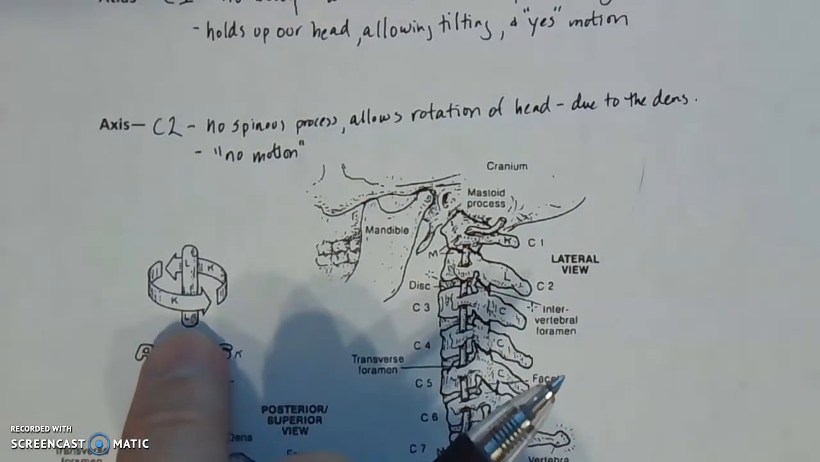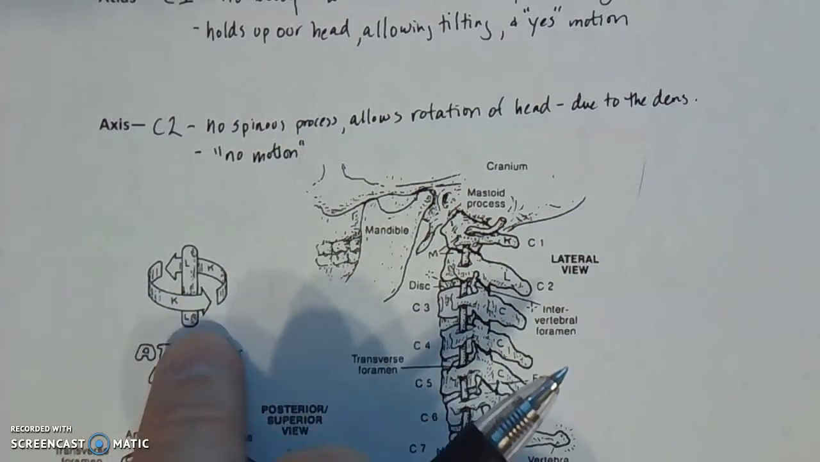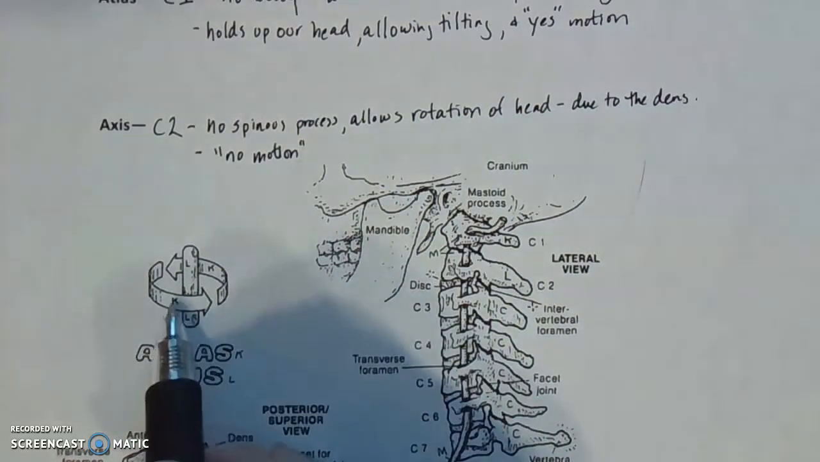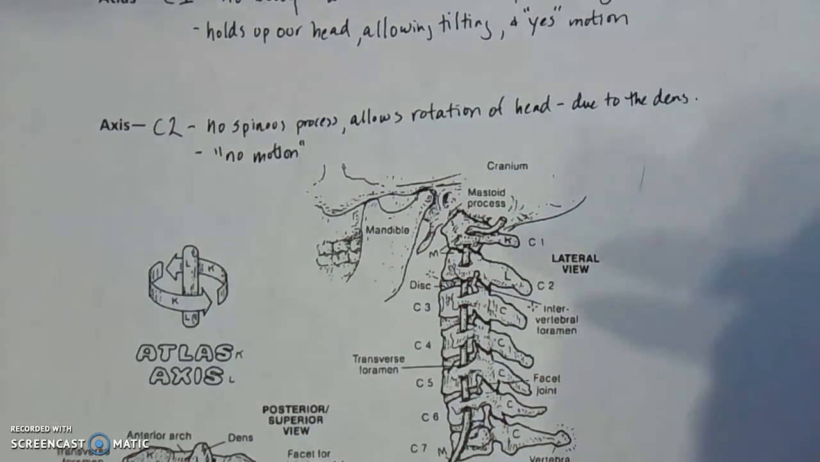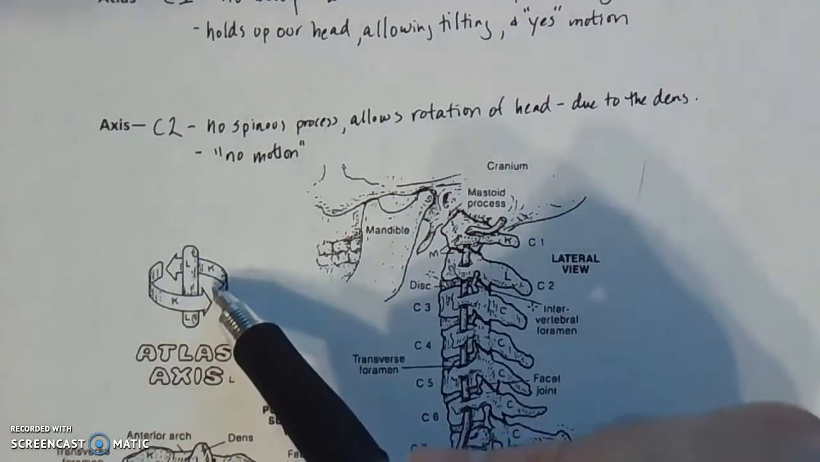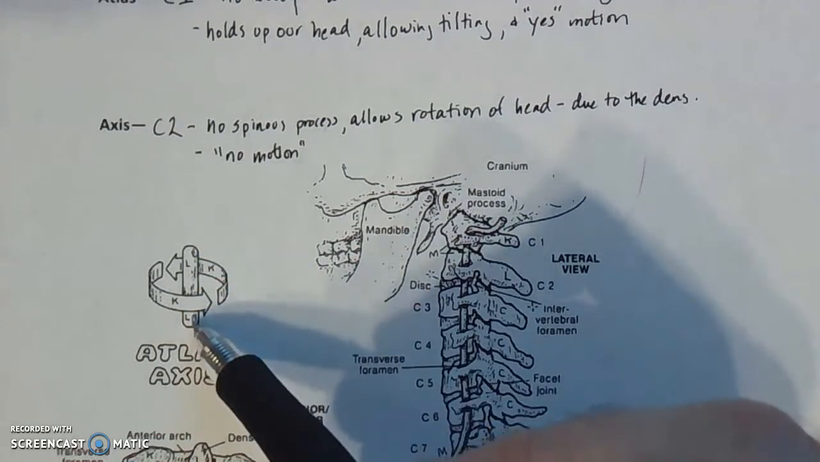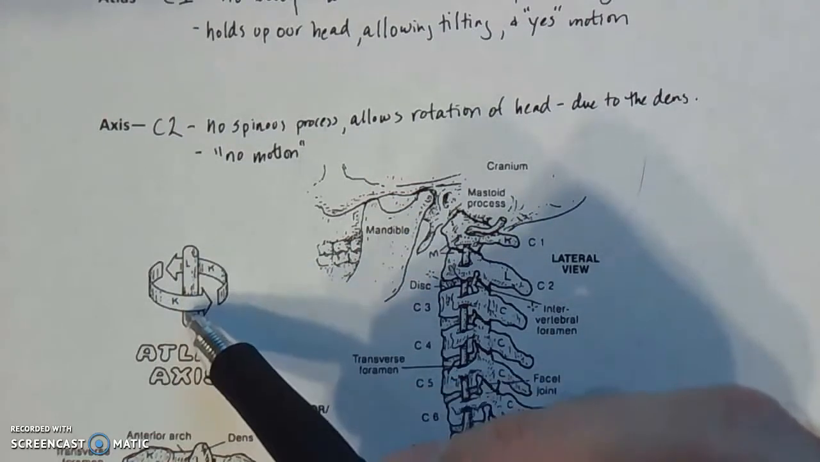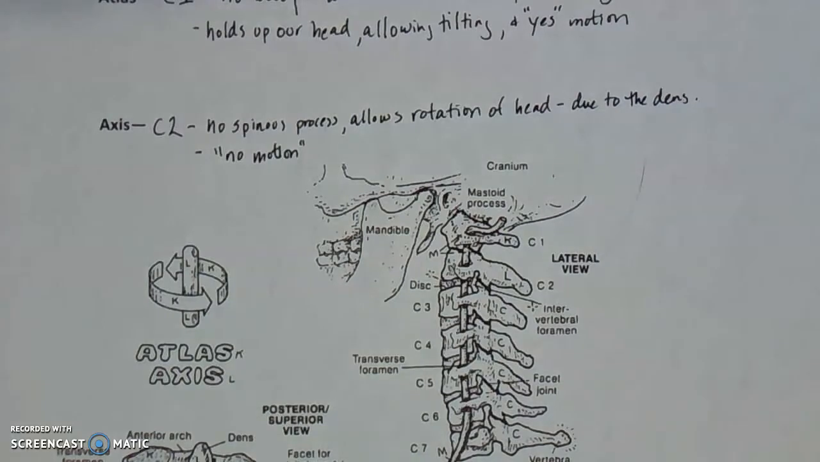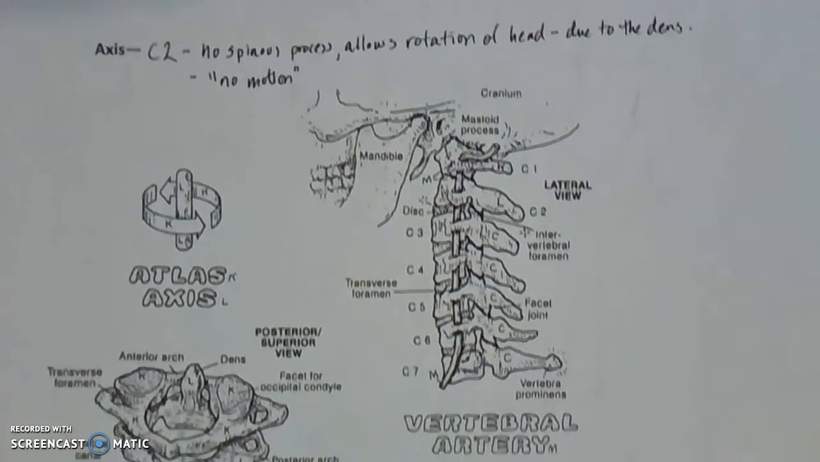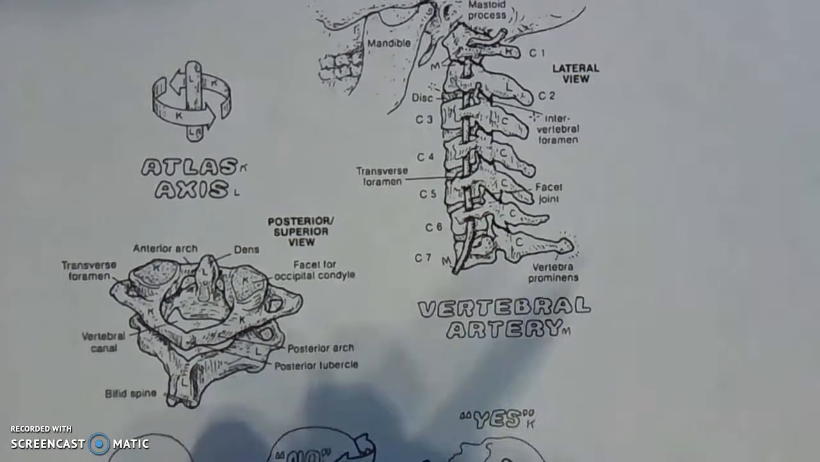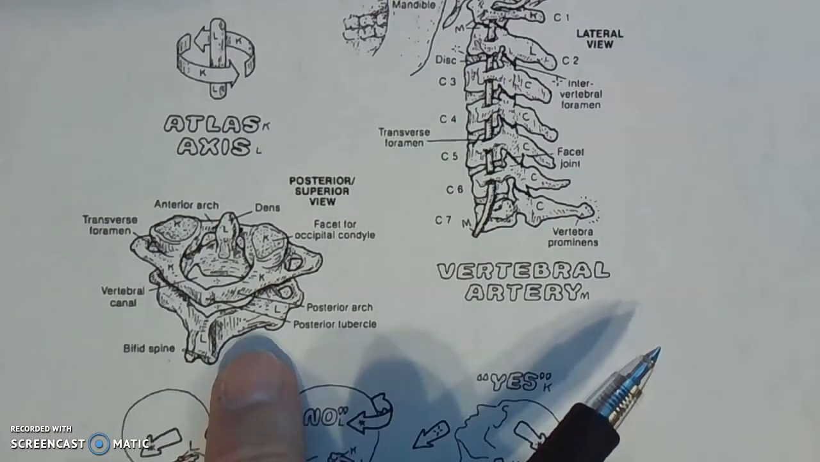So this is a simplified diagram here of the different motions. So the atlas is labeled K. It allows rotation, or it's the part that rotates, where the axis has the stick part or the axis part, and that gives us our no motion.